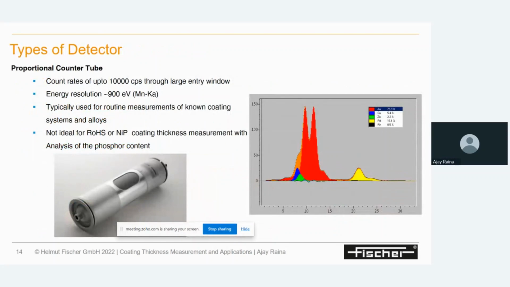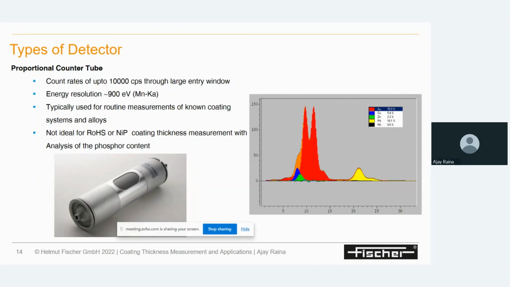As already discussed, the proportional counter detector can tolerate counts up to 10,000. Energy resolution is approximately 900 electron volts. Normally, it can be used for routine applications, like nickel zinc coatings, tin coatings, or tin lead alloy. Then we recommend these proportional counter instruments.